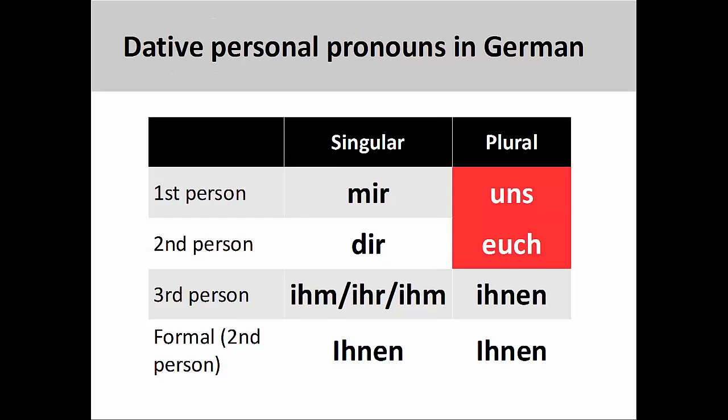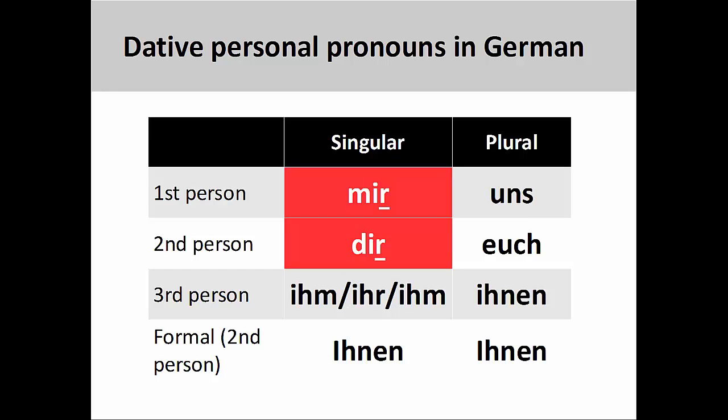The dative personal pronouns are also organized according to number, person, and gender. Of these pronouns, only uns, first person plural, and euch, second person plural, are similar to the accusative personal pronouns. Because of this similarity, you will need to be careful in distinguishing between the accusative and dative forms.